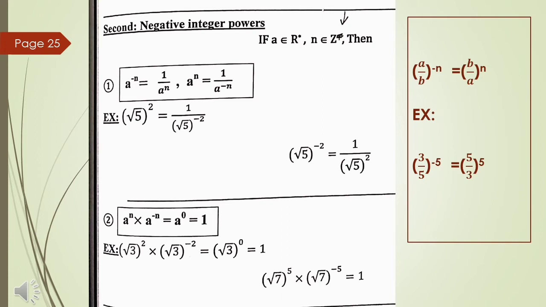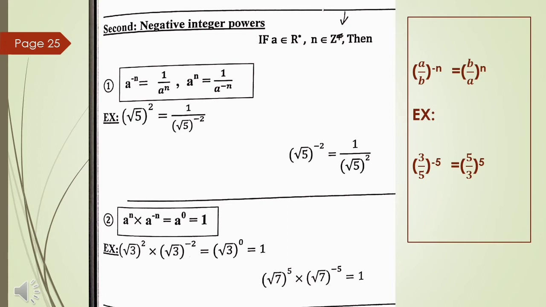Again, look at the example in number 1. Root 5 to the power of 2 equals 1 over root 5 to the power of negative 2. I have changed the power into negative because I wrote the reciprocal of the number.